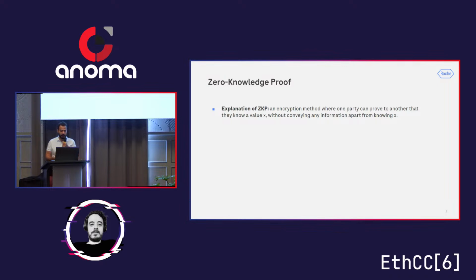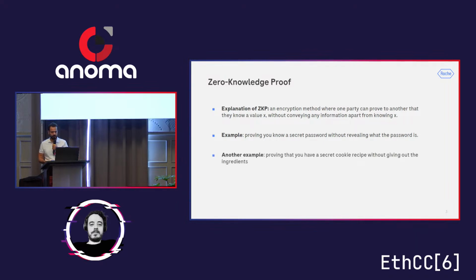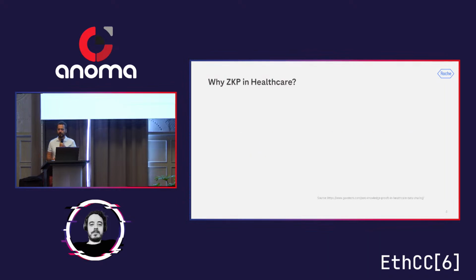It's an encryption method where one party can prove to another that you know value X without revealing that secret value. An example, you can prove that you know a secret password without revealing what the password is. It's as simple as that. Another example, proving you have a secret cookie recipe without giving the ingredients. So you can just give the cookie, taste the same, good. That's zero-knowledge proofs.